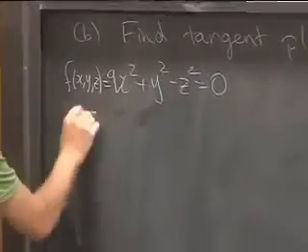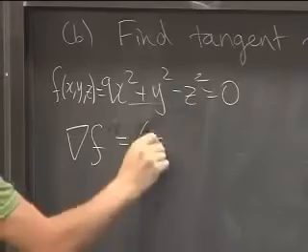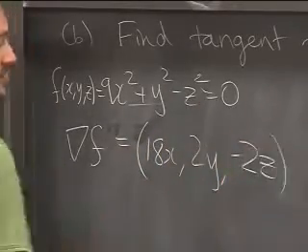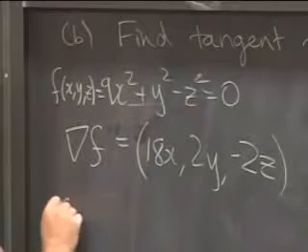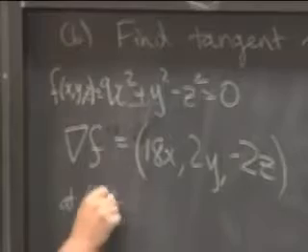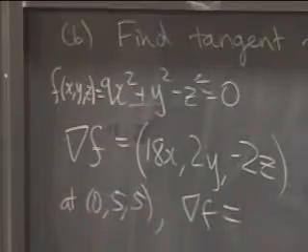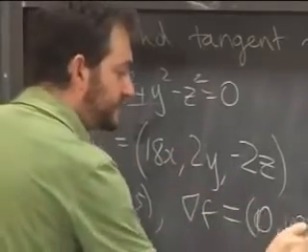We're going to need del f, in general: the x derivative is 18x, the y derivative is 2y, and the z derivative is minus 2z. Very simple. So at 0, 5, 5, plug in 0, 5, 5, and you get 0, 10, minus 10.